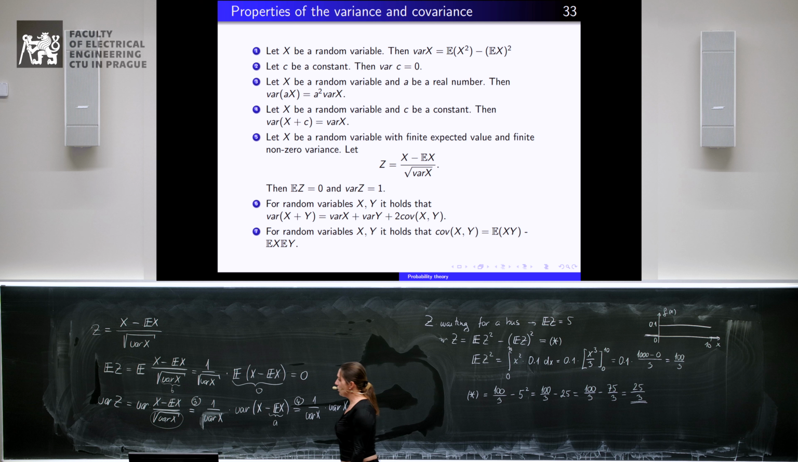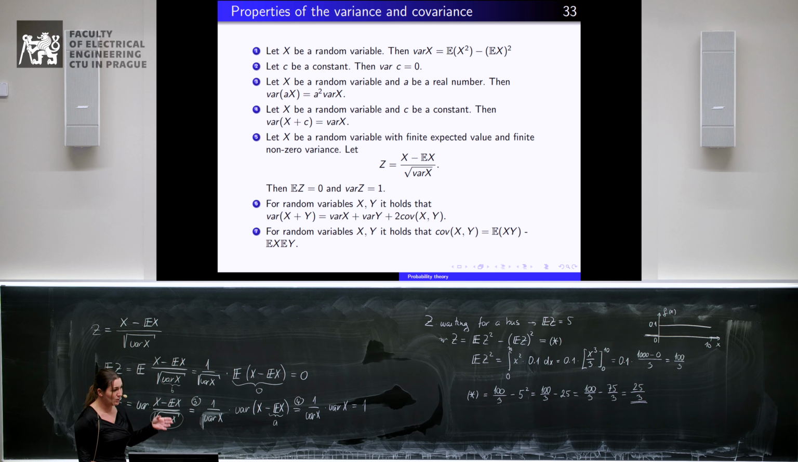Yeah? So you can see that when we make this transformation, that we subtract the expected value from an arbitrary random variable and we divide it by the square root of variance, we always get a random number with the expected value equal to 0 and the variance equal to 1. And that's the nice property I was talking about concerning the variance, so we will use it in the sequel.